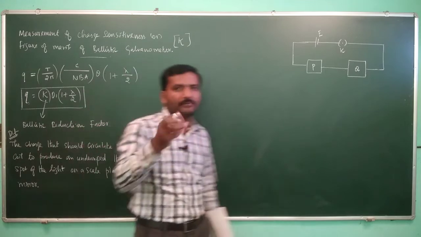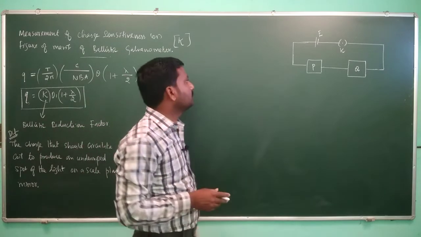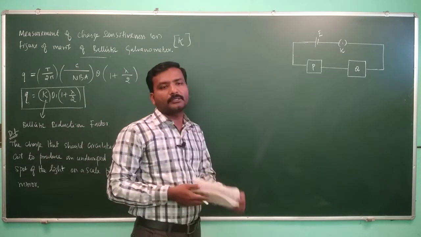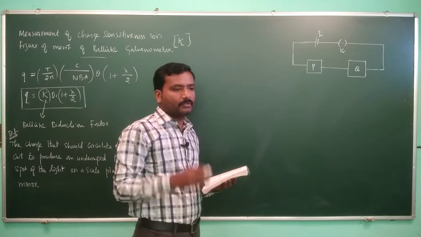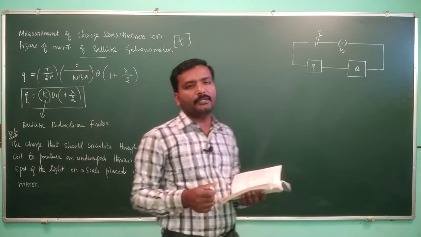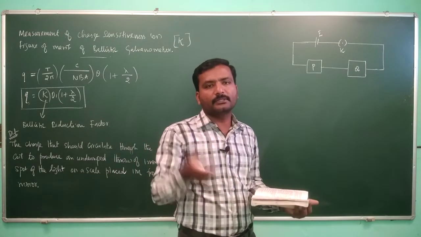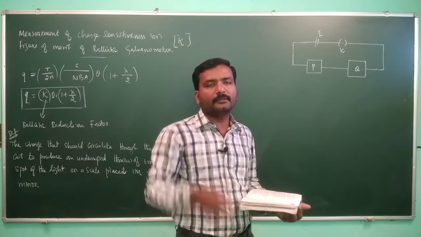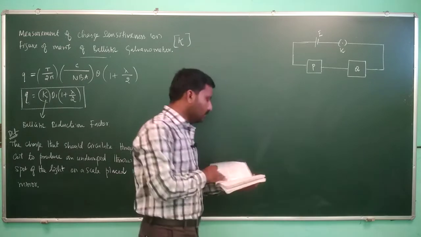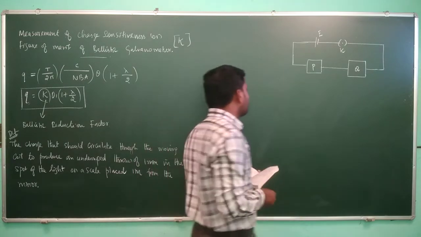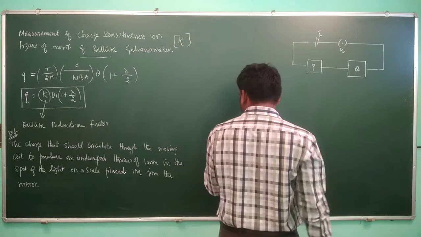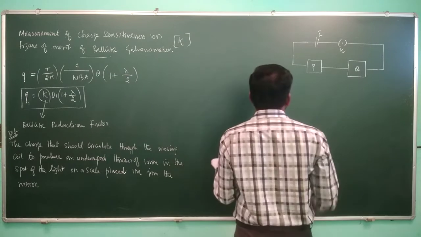That is, you can change the values in terms of tens multiplication. If you have 1 ohm, then you can multiply 1, 2, 3. Then tens: 10, 20, 30. Then hundreds: 100, 200, 400. In that way you can measure. So it's called a decade resistance box. We use decade resistance boxes in the place of P and Q.